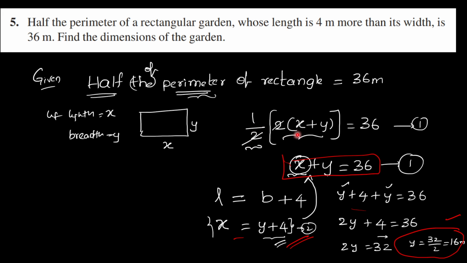What is important here is writing the first statement. Half of the perimeter, that is half into perimeter, and half into 2 into (L plus B), so half into 2 into (x plus y) is equal to 36. So the 2 gets cancelled, because one 2 is in the denominator and the other is in the numerator. It is multiplication, so the 2s cancel. x plus y is equal to 36. This is the first statement.